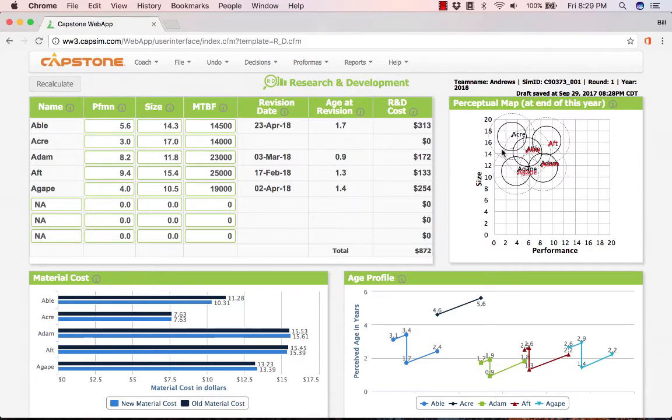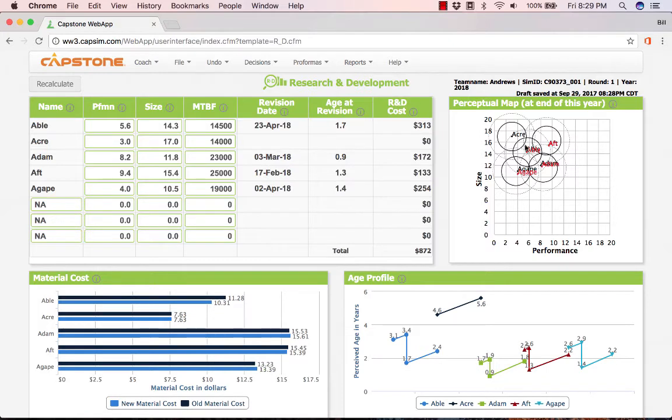Now, if a product is in the center cut circle, it will sell products. If the product is in the rough cut circle, it will sell products. It might be in the rough cut circle of another segment, and it would sell products in that segment. But as long as it is in the center or rough cut, it's going to sell. If it is outside of the circles, it is not going to sell a unit.